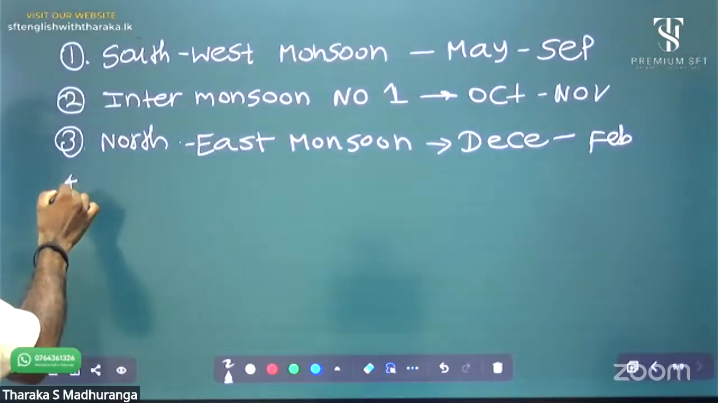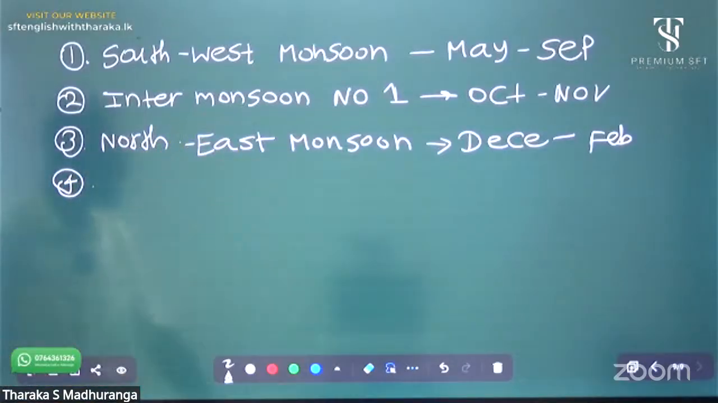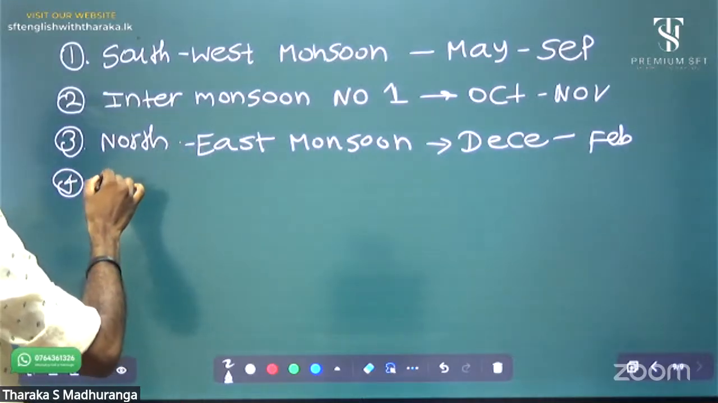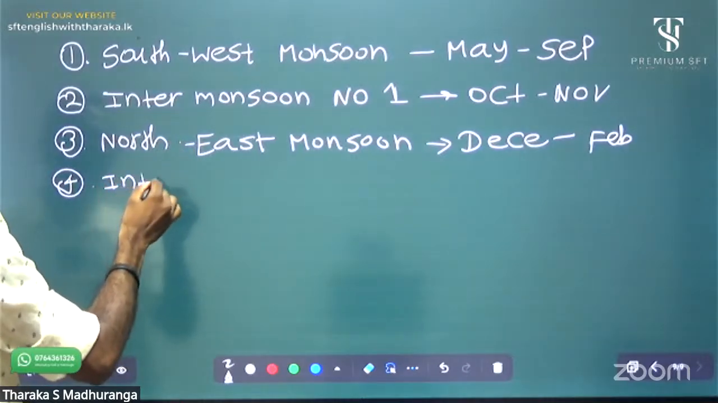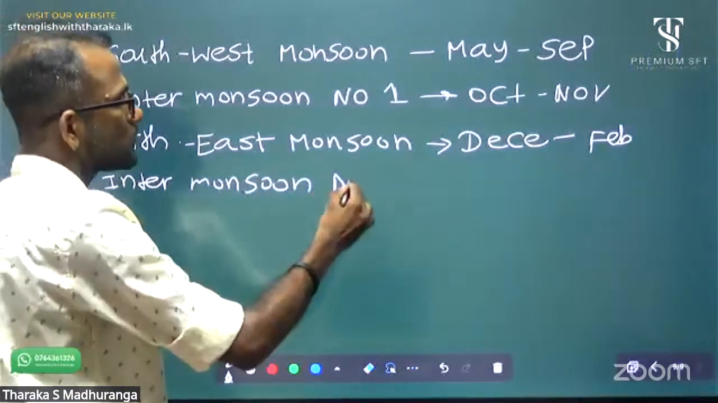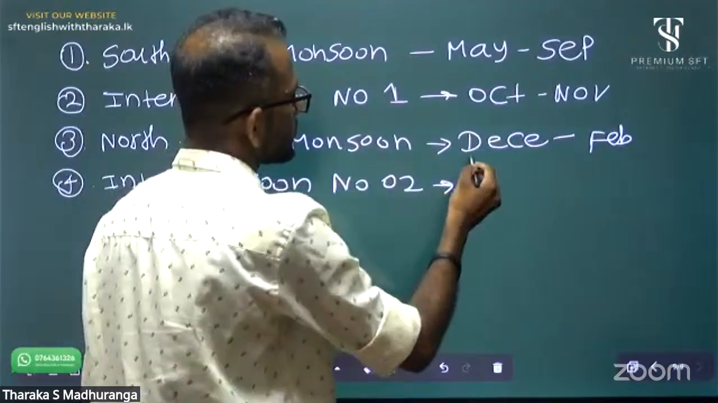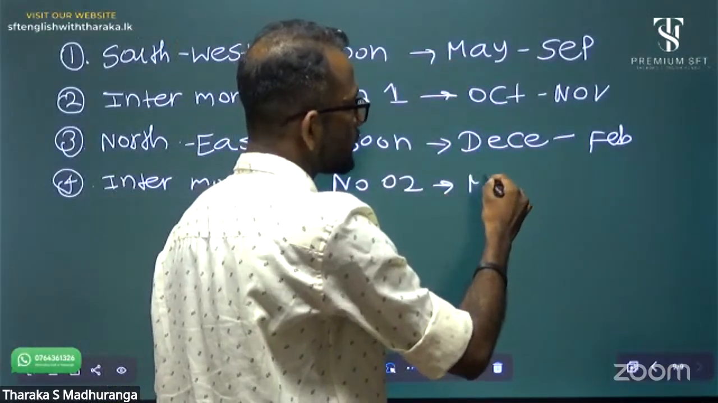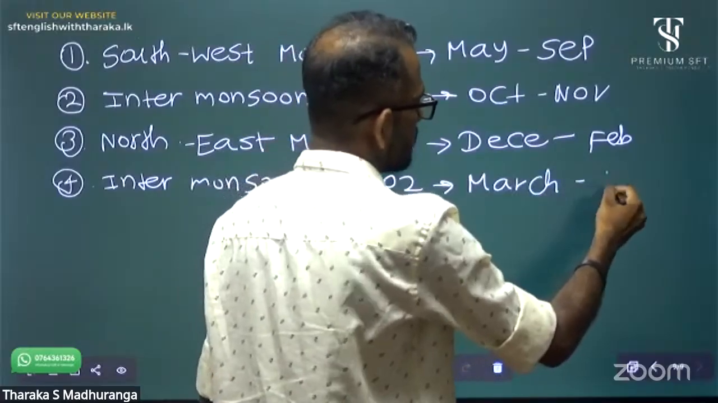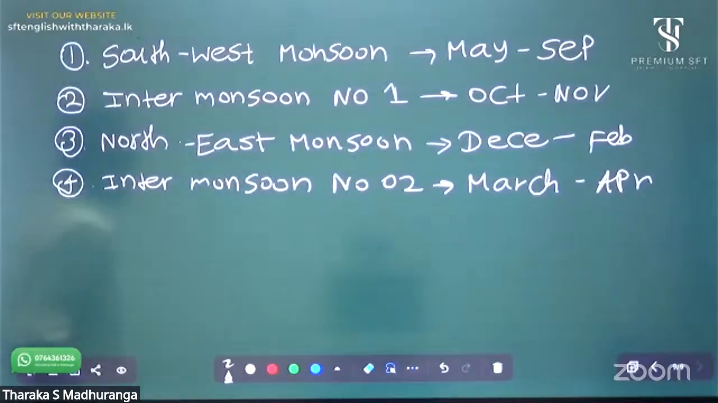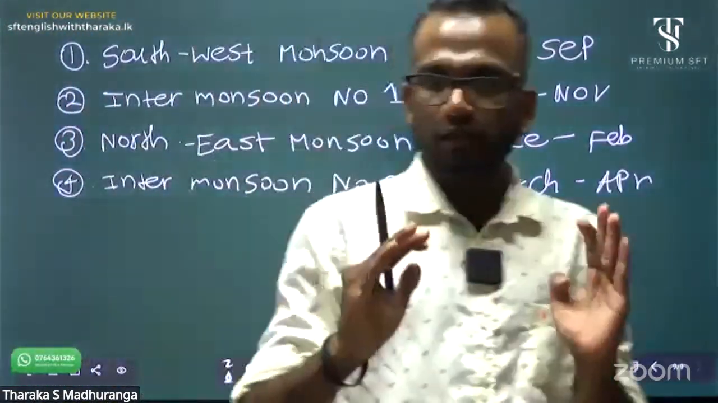There is another one, the fourth one. Intermonsoon number 2. What is the name of that? The time period is March and April. Okay, that's the schedule.